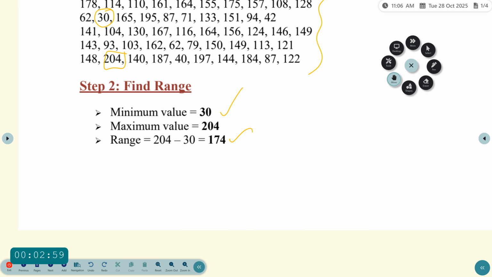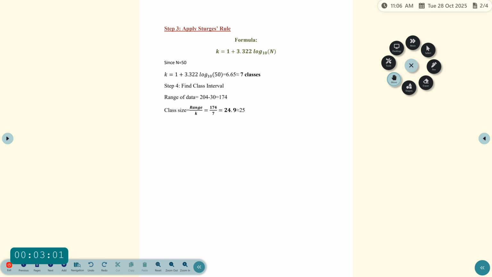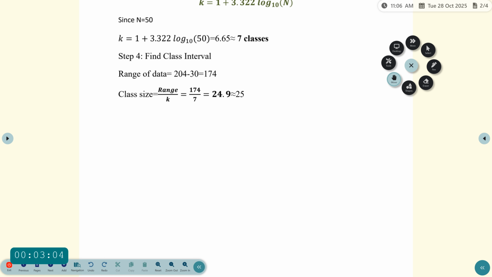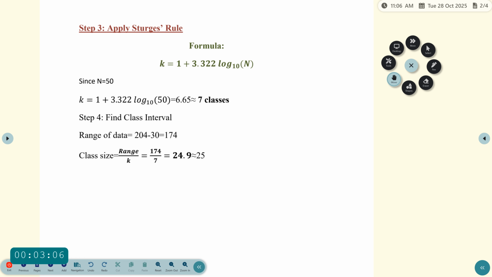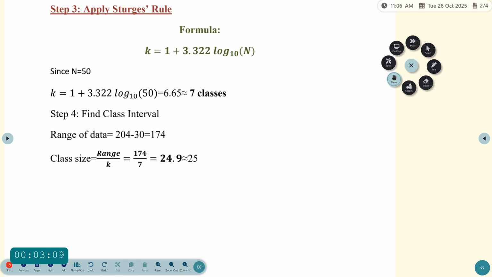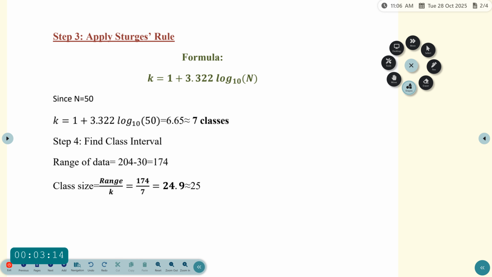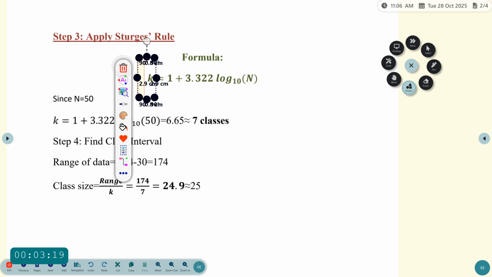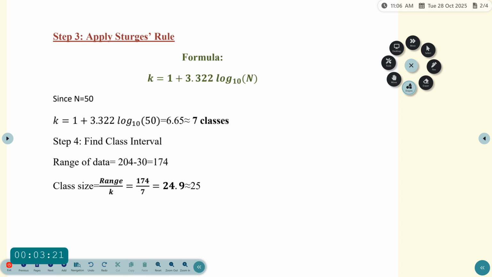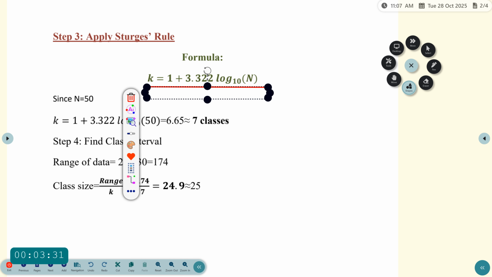Then what is our step 3? Step 3: here we have to apply Sturge's rule. What is Sturge's formula? Sturge's formula is K equals 1 plus 3.322 log n to the base 10. Here capital N is our number of observations.